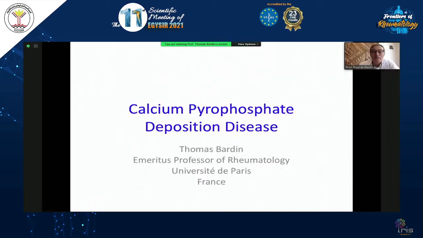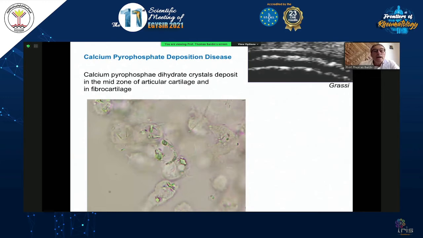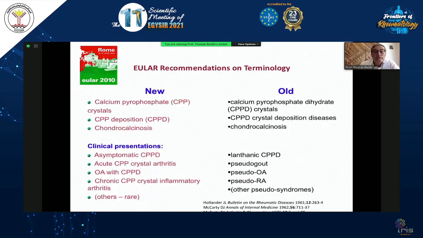chondrocalcinosis is a term which refers to calcium pyrophosphate deposition disease. This disease is due to the deposition of calcium pyrophosphate dihydrate crystals in the mid-zone of articular cartilage, as you can see on this ultrasound view, and in the fibrocartilage. And here are some of these crystals in the synovial fluid with their characteristic appearance.